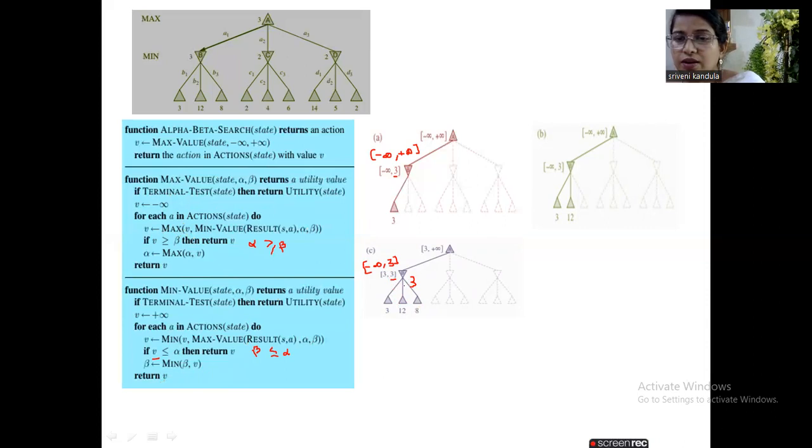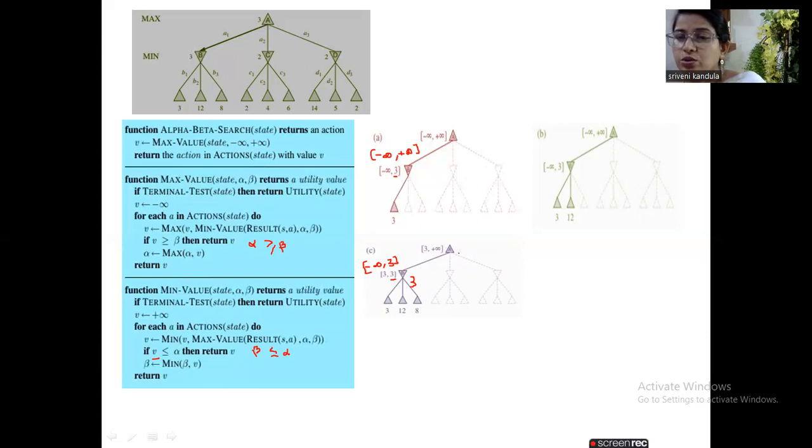Okay, so the value at this particular node is 3. So the minimum among 3, 12 and 8 is 3. So that is the value of this particular node. Okay, so now the same values will be propagated back to the root node.